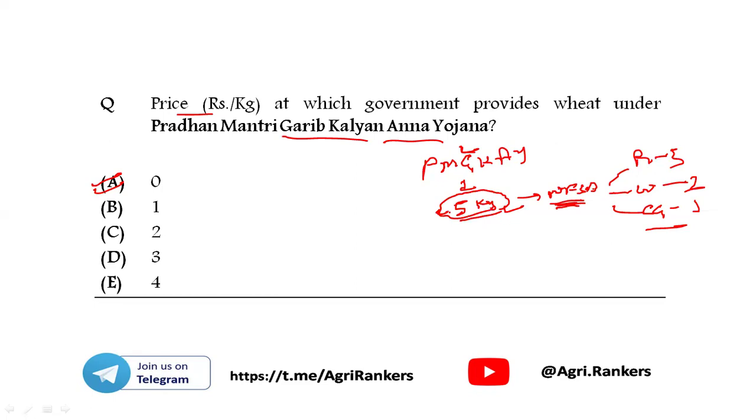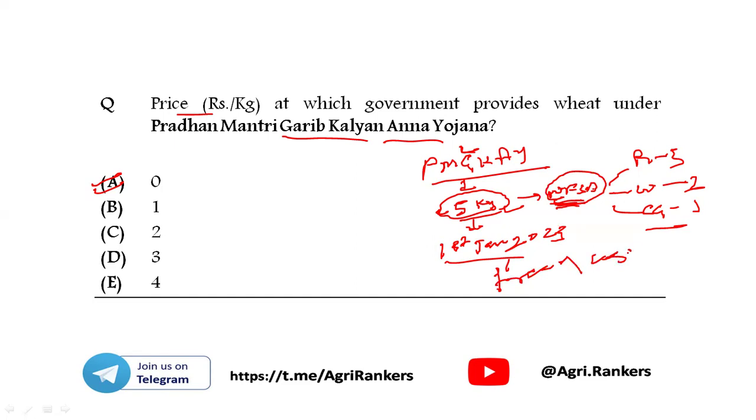But from 1st January 2023, this date is important, the government said that under this scheme only, we will provide all the benefits of the National Food Security Act. All the food grains provided under the National Food Security Act will be free of cost, whether it's wheat, rice, or coarse grain. So here, the answer becomes 0.